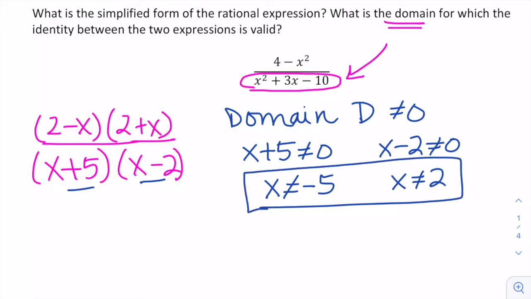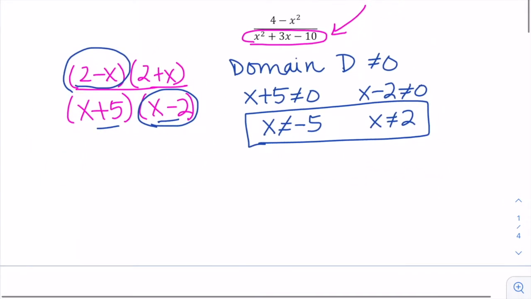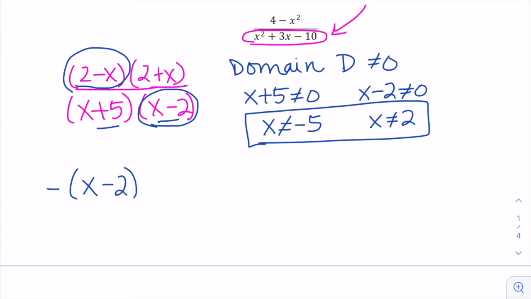Right? We're going to have restrictions on the domain. So now we're going to simplify. And when we simplify, we want to look for common factors. And it's kind of hard to see, but 2 minus x and x minus 2 are very similar, right? So if I rewrite this 2 minus x as the negative, and I flip them around, right? So the x was negative, it's now positive. The 2 was positive, now it's negative. And I'm going to rewrite this 2 plus x into x plus 2.